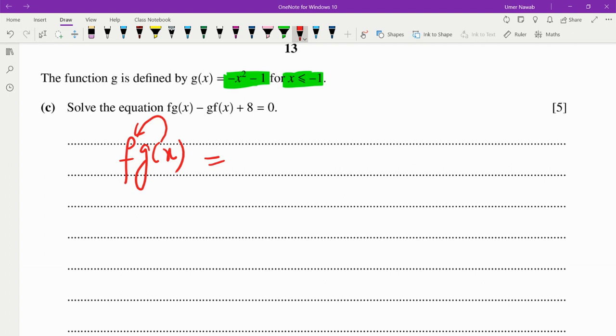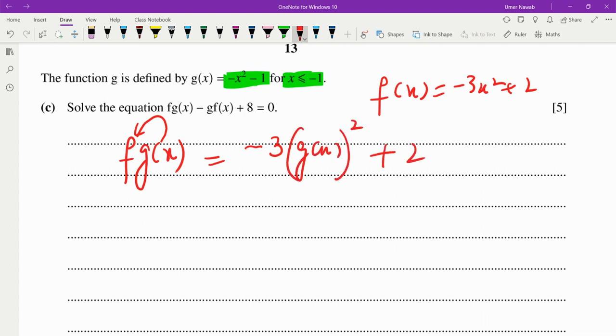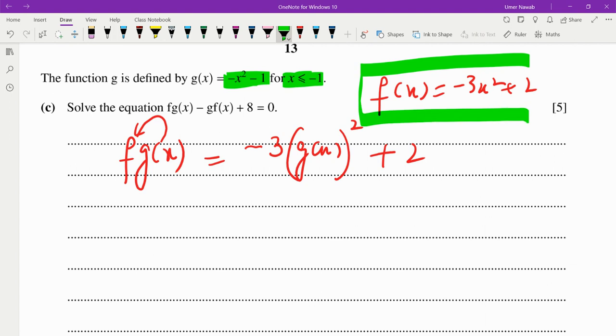So what is the f function? Let me copy it again, guys. f of x is -3x squared plus 2. So in f, in the place of x, I have to throw g. So I will write -3 g of x whole squared plus 2. Did you see, guys? This is the f function. In the place of x, I have thrown g.